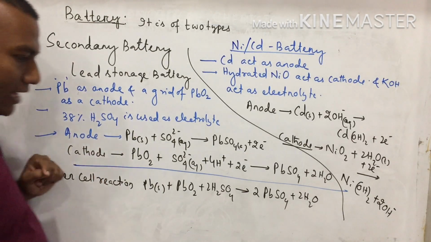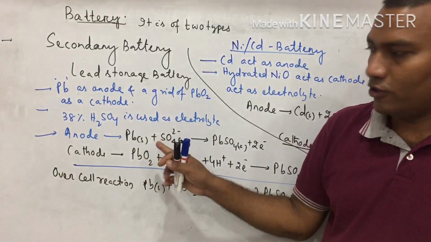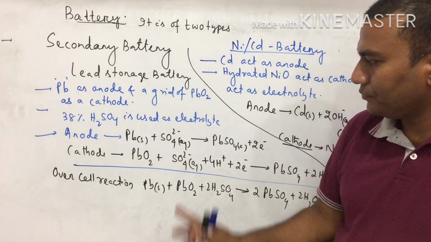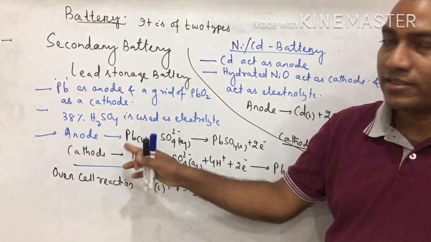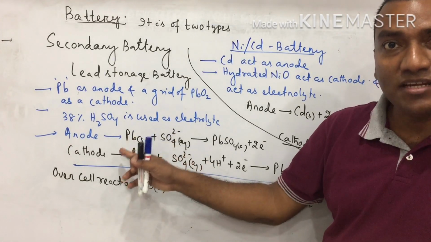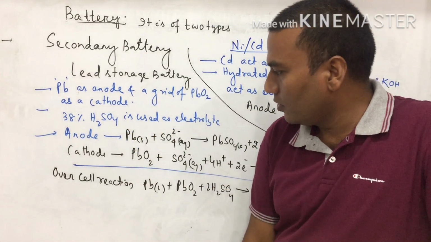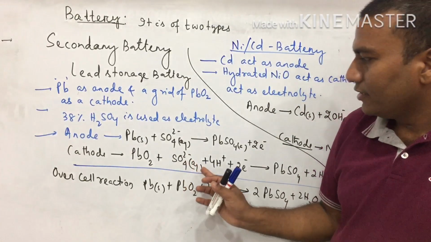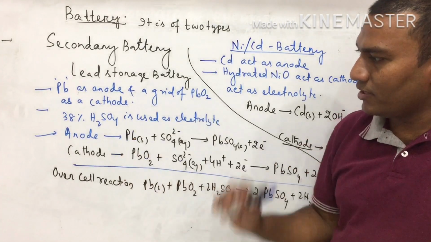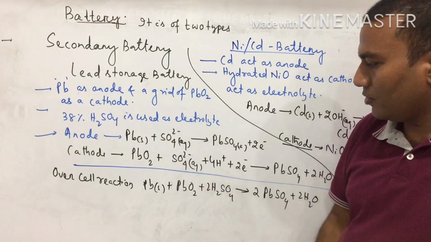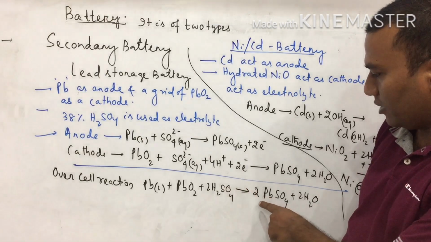At the anode, the Pb electrode reacts with sulfuric acid and forms PbSO4 plus 2e. This reaction takes place when chemical energy is converted into electrical energy. At the cathode, the grid of PbO2 also reacts with sulfuric acid and gives PbSO4 plus 2H2O. So the overall reaction is Pb(s) plus PbO2 plus 2H2SO4 gives 2PbSO4 plus 2H2O.